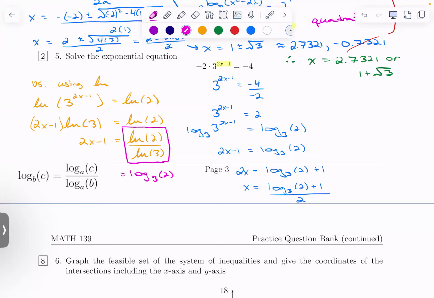And then you're back to here. So it doesn't matter which log you use. In fact, you can just leave it as the log base e. You don't have to convert it. I just wanted to show you that they're the same. Nice. Any questions about that one?